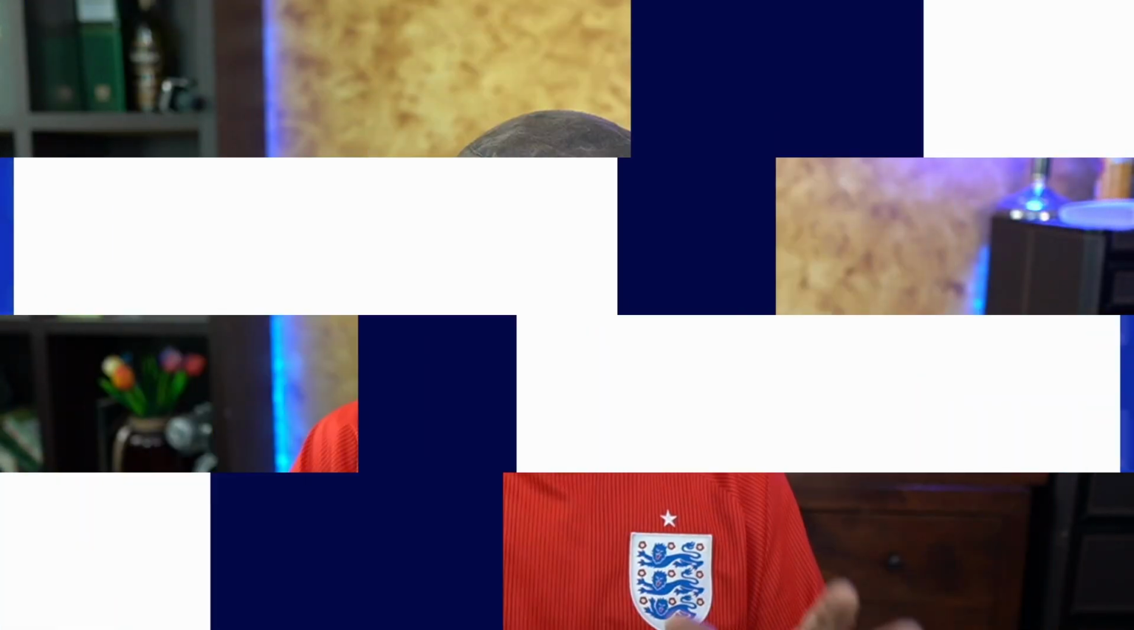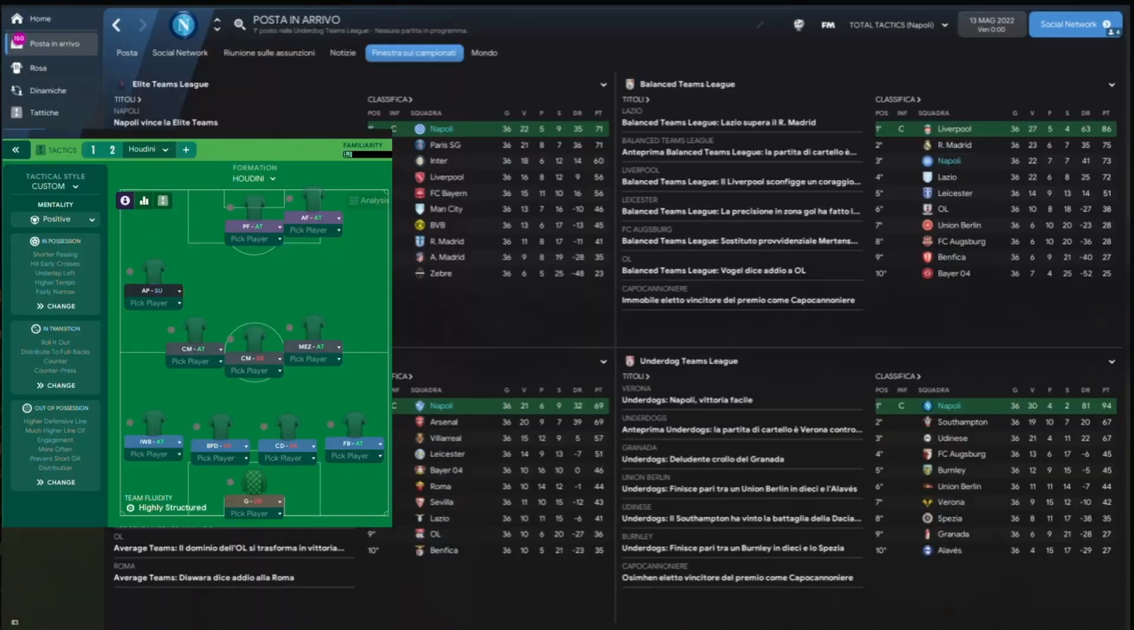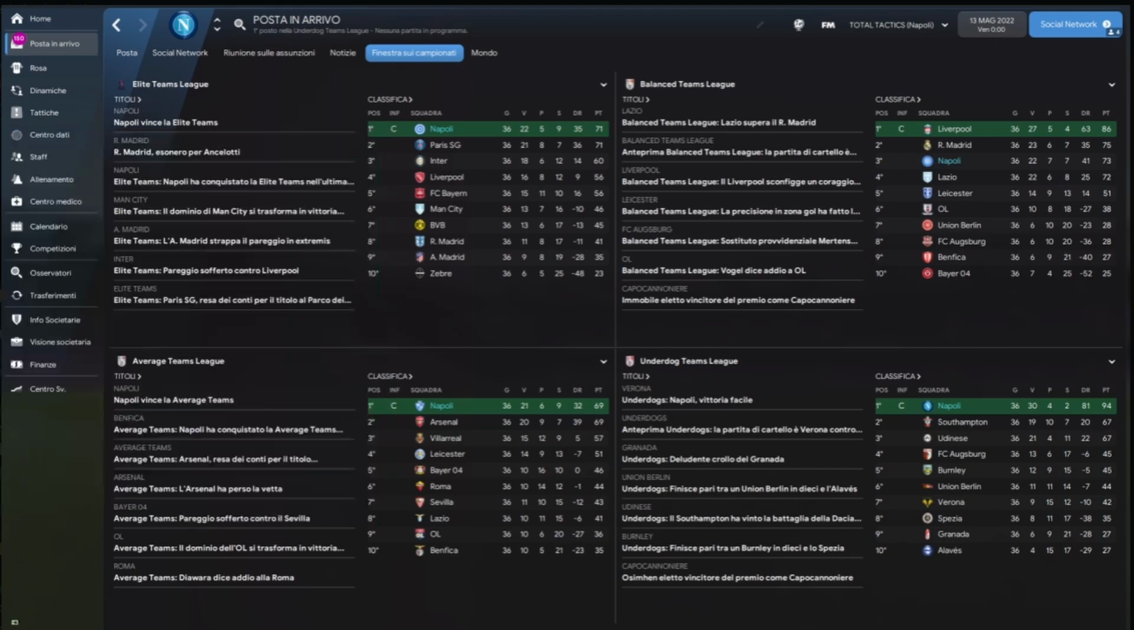Nearly every single transition depends on quick breakaways. It depends on us creating 2v1 situations. And this tactic is just a slight difference from the Houdini system that I released a few weeks ago. It's a bit more defensively resilient.